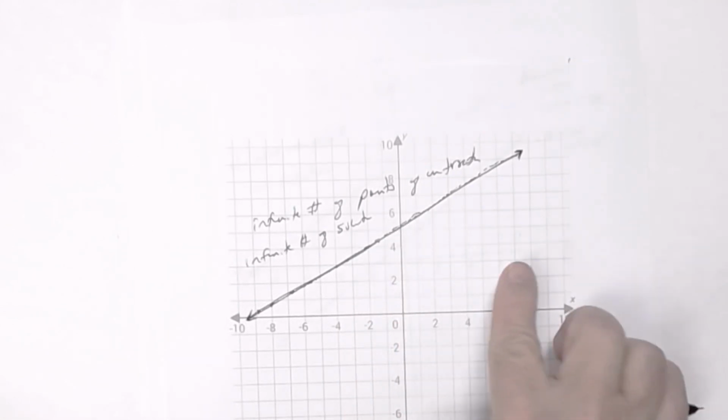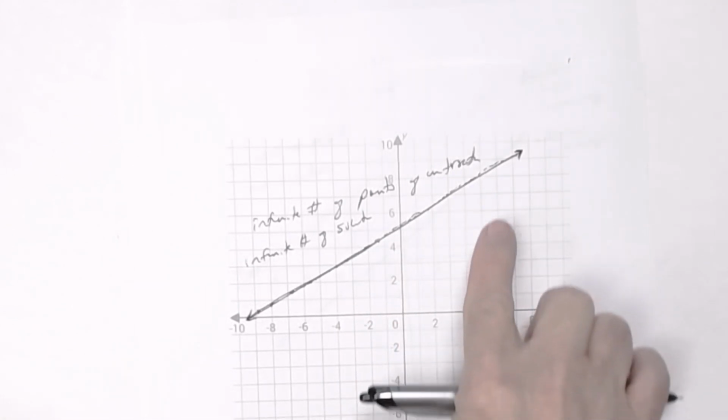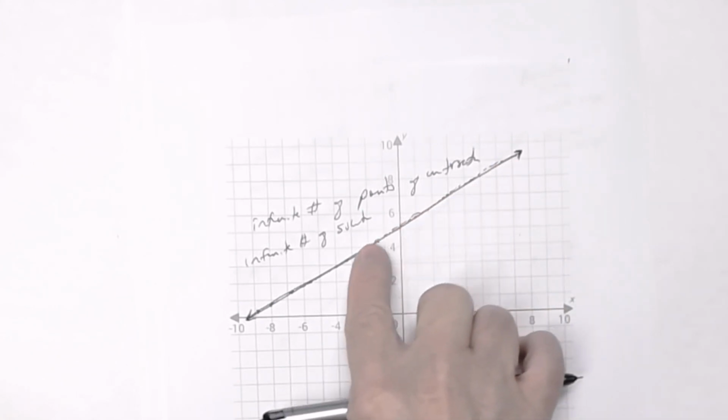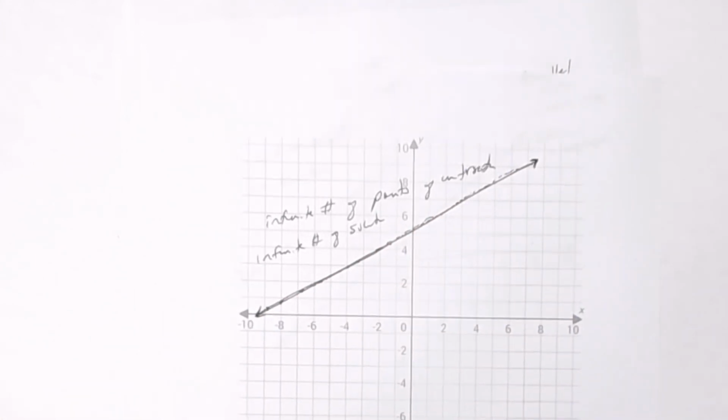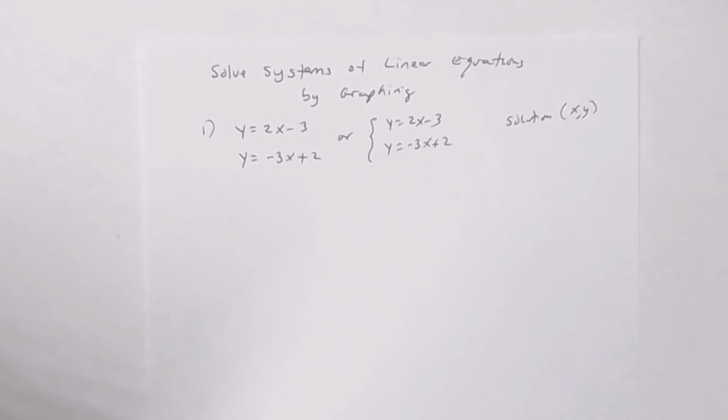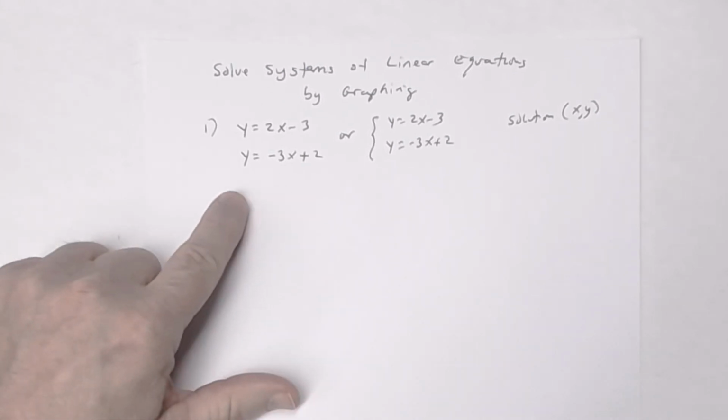No other points. See, there's an infinite number of points in the plane, but your solutions are only those that lie here on this line. All right, so that's what we're dealing with. All right, so let's go ahead then and talk about how we're going to solve this system.